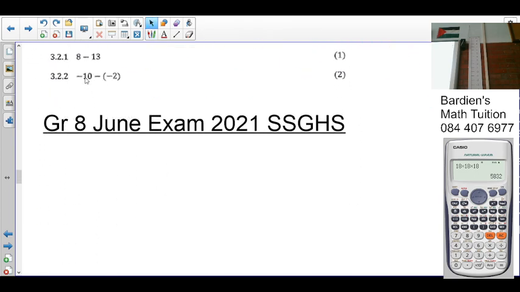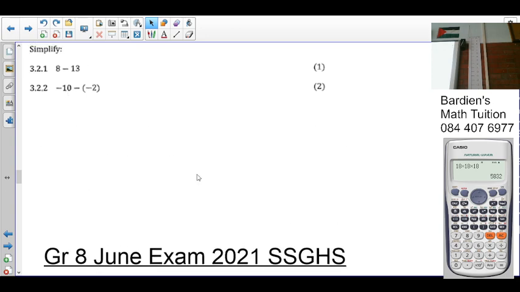People, in 3.2.1 the question says simplify. So what is 8 minus 13? Again, don't use your head. Use your number line. So it's 8 minus 13. It's 8, 9, 10, 11, 12, 13. So we get an answer? Negative 5.